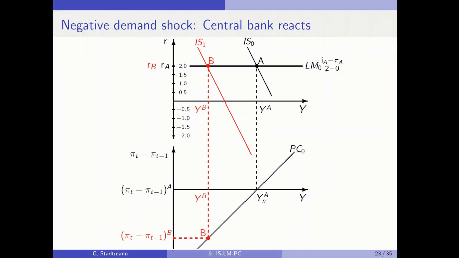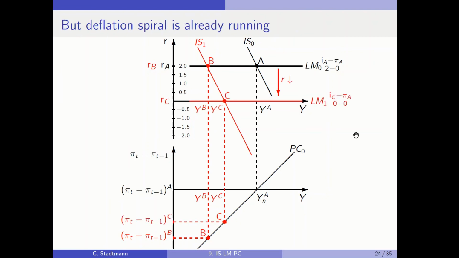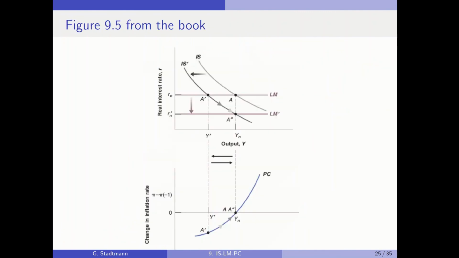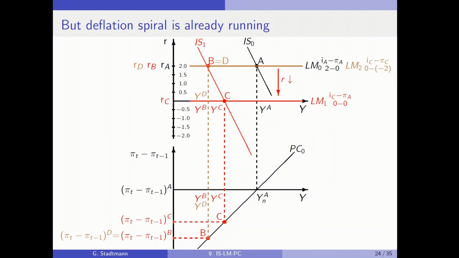But when the deflation spiral is running, it might be the case that the central bank is running out of ammunition. The central bank is running into the zero lower bound of the nominal interest rate, and then the game is over. The game is over, at least for the central bank.